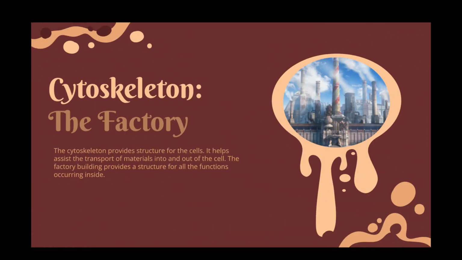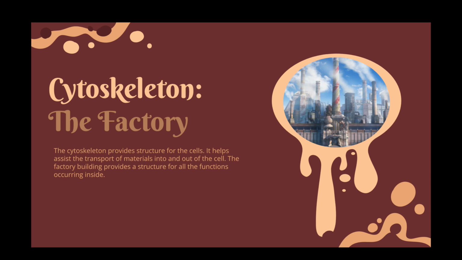The next we have is the cytoskeleton. For the cytoskeleton, we chose the building to represent it because the cytoskeleton provides structure for the cells and helps maintain their shape, internal organization, and structure. It helps assist with the transport of materials in and out of the cell. The factory's building would best represent the structure because it provides the structure for all the functions happening inside of it.